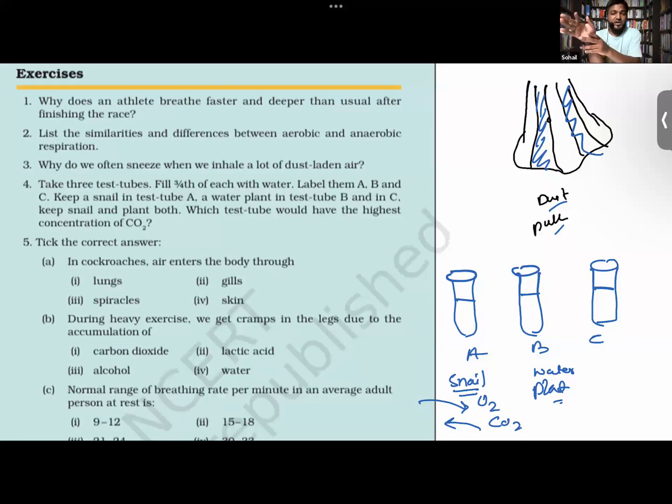While in the case of C also, the CO2 that is being given out by the snail will be taken up by the plant. So test tube A will be having the highest concentration.